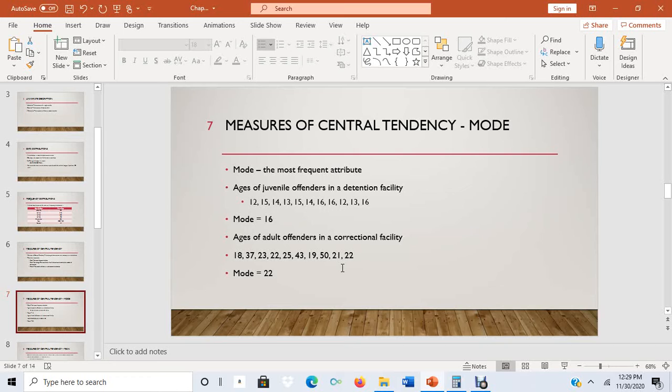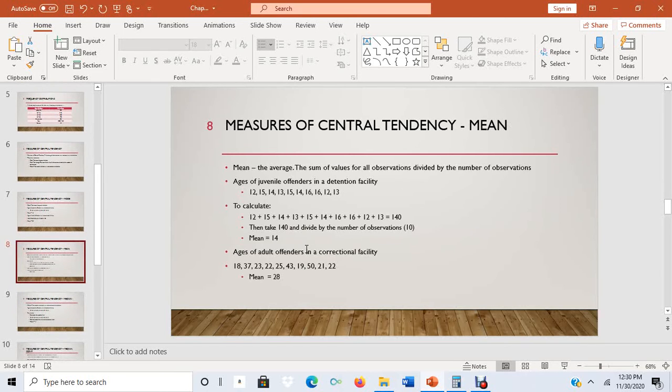And we don't see this example here, but sometimes it is possible to have more than one mode. So you may have 2 modes. If you have 2 modes, it's called a bimodal distribution. If you have 3 modes, it's called a trimodal distribution. All right. In these cases, though, we only had 1 mode in each. So this is a unimodal distribution.